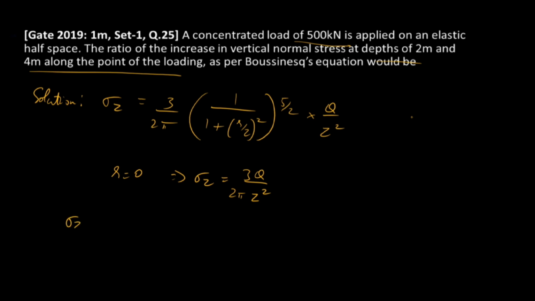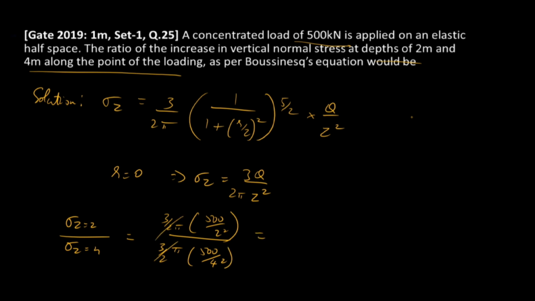So sigma z at z equal to 2 with respect to sigma z at z equal to 4, which gives 3 by 2 pi into 500 divided by 2 square, divided by 3 by 2 pi into 500 divided by 4 square. We cancel 500, which gives you 1 by 4 divided by 1 by 16, which is 16 by 4, that is 4.